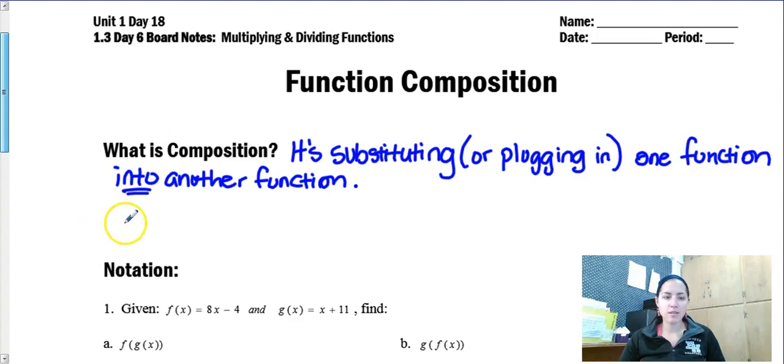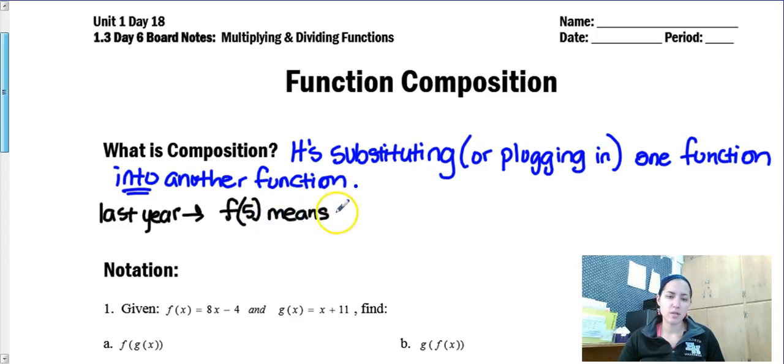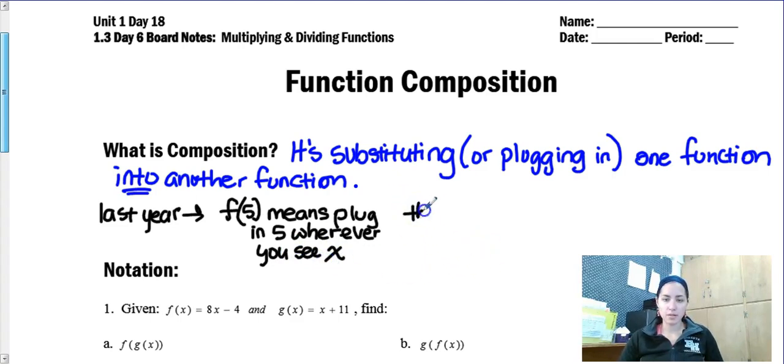So, blast from the past, last year you were asked to do things like f of 5 means plug in 5 wherever you see x. This year, let's apply our prior knowledge to our new knowledge.